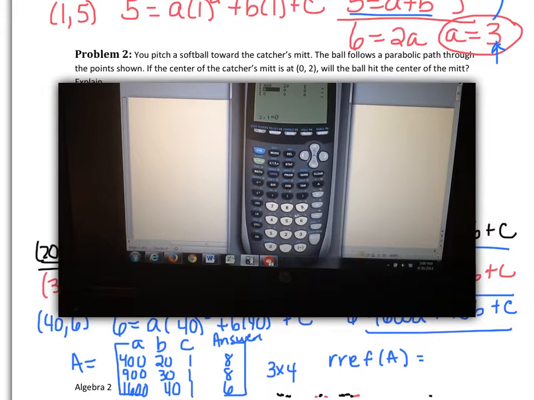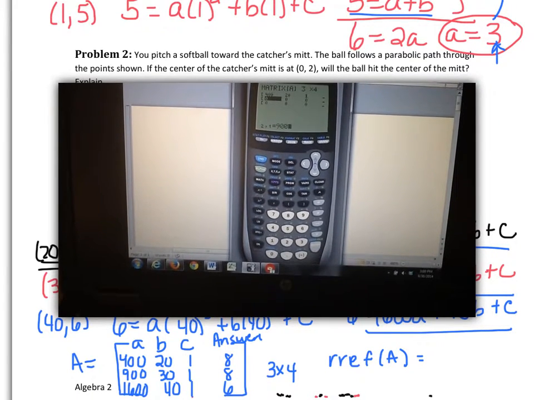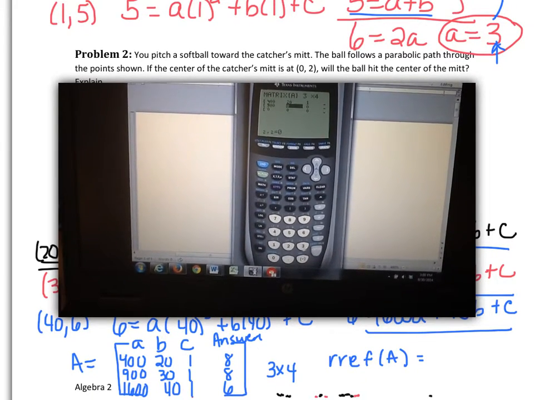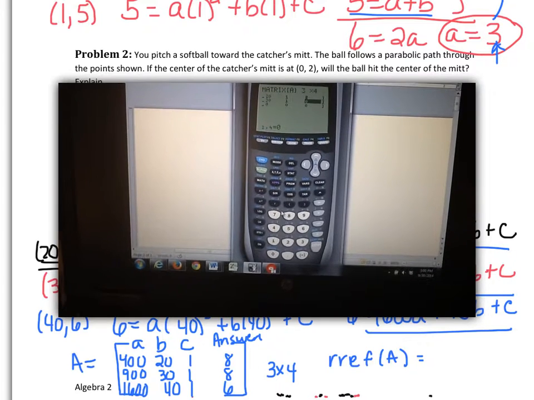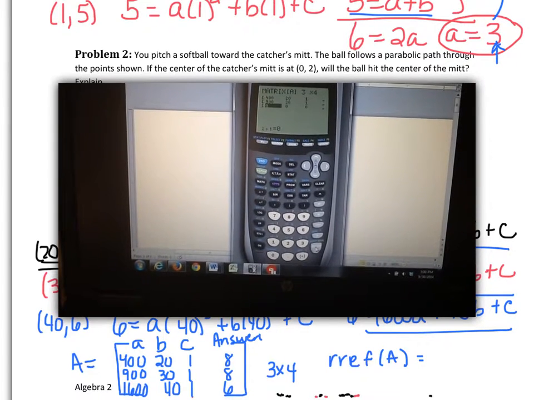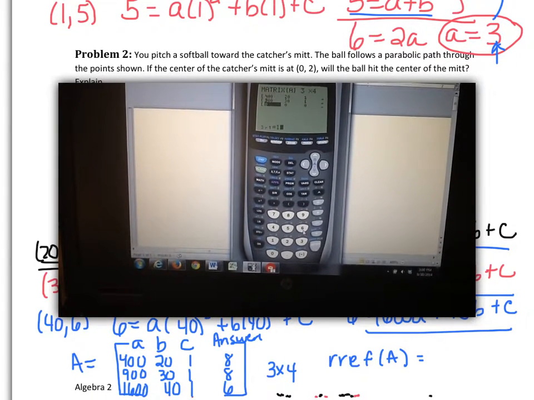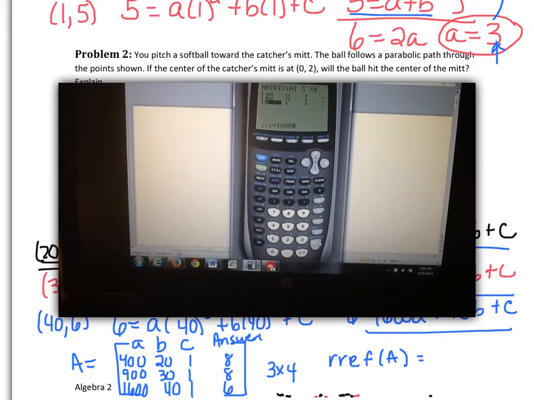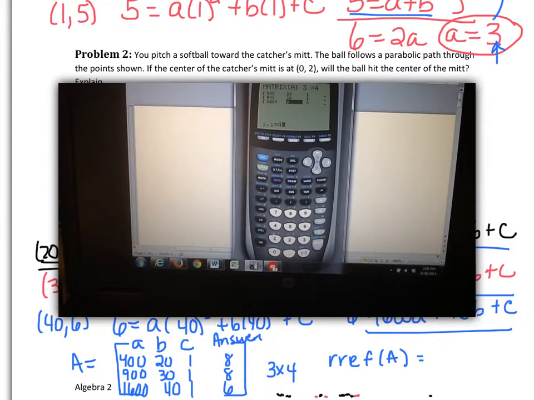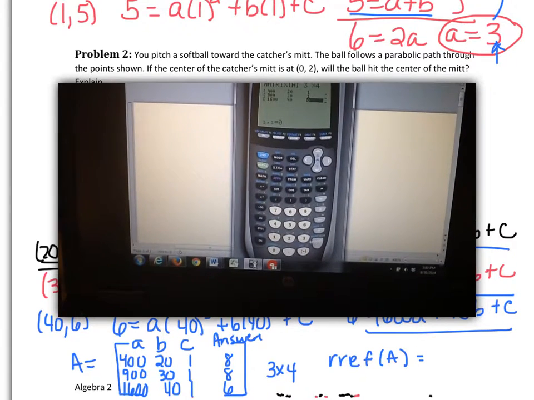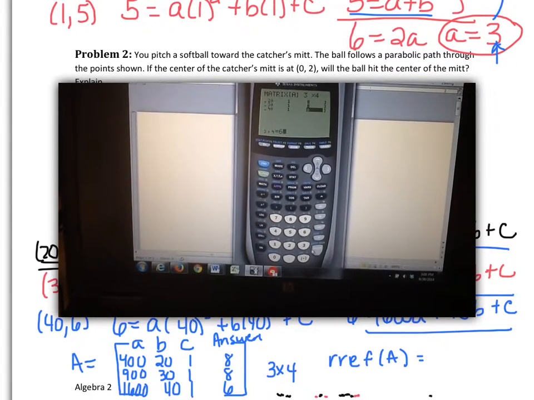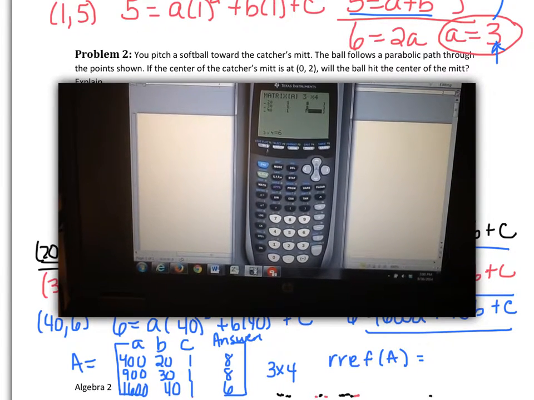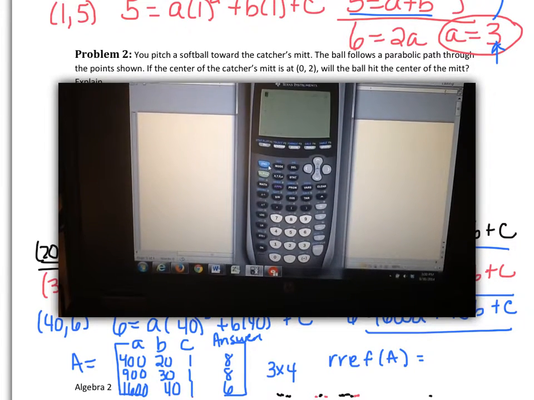My second row is 9 3 1 and 8. And then our last row we would have 16 4 1 and 6. Once I've input my matrix, I'm going to just second quit. I don't know if this step is really necessary, but that's what I always do.